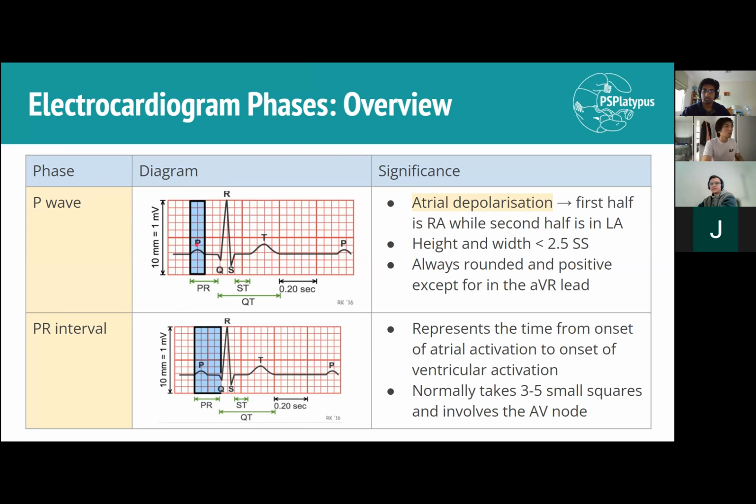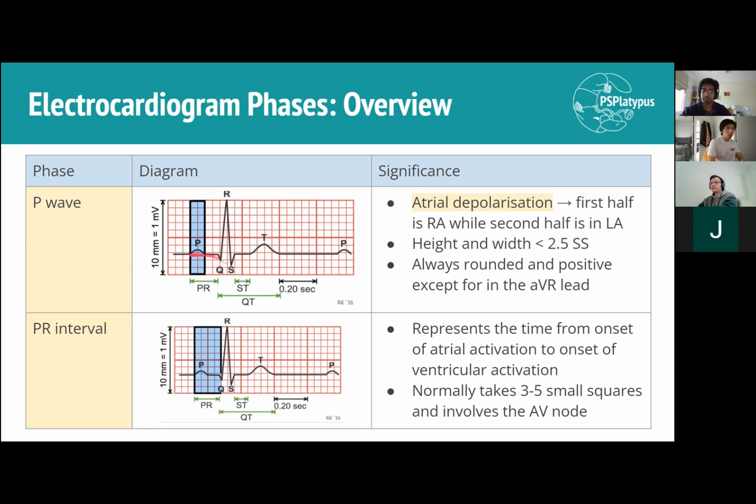With the P wave, it's going to be the first little point at the start. It's the first major upward deflection at the start. Very, very small. So this represents atrial depolarization, and you can't really appreciate it that well here, but it's going to be asymmetrical in some ways. Generally the first half of the P wave is where the right atrium contracts, and then the second half is where the left atrium contracts.